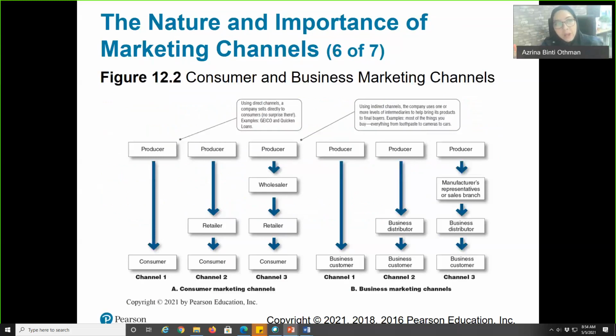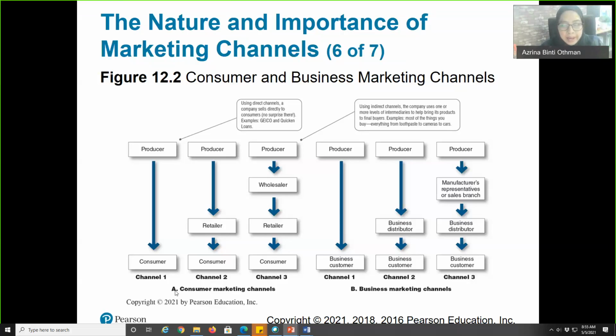Okay. So this is the diagram that you can see between consumer marketing channels and business marketing channels. Just take a close look, okay? Try to understand, all right? I give you a few minutes, one or two minutes, to look at and understand the diagram, okay? Take a look first. All right, so we continue.